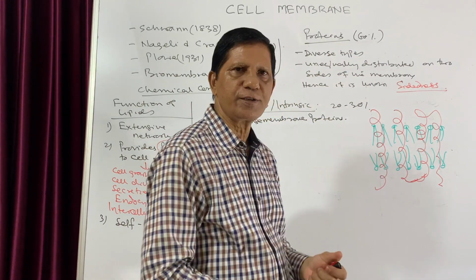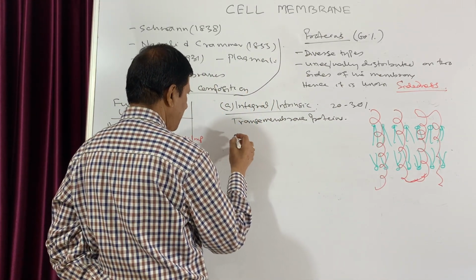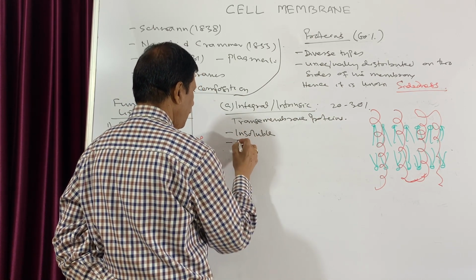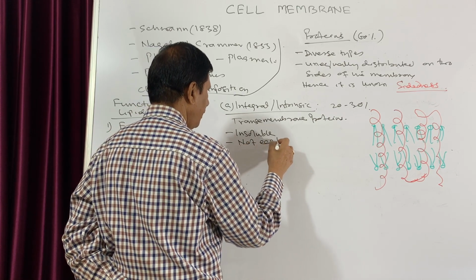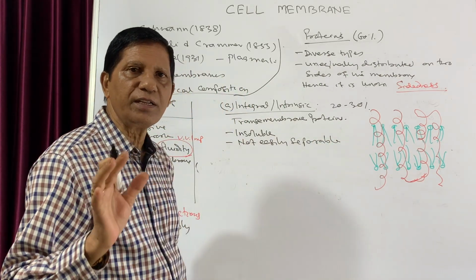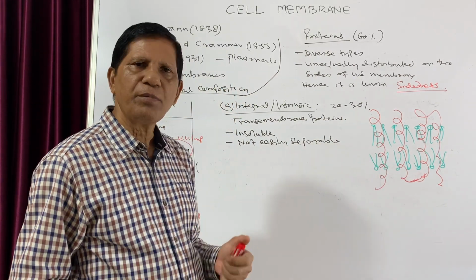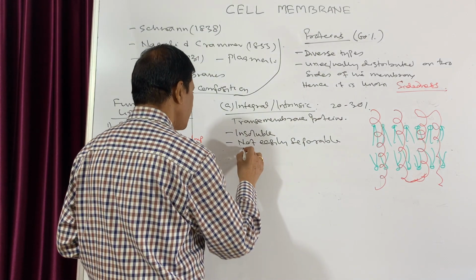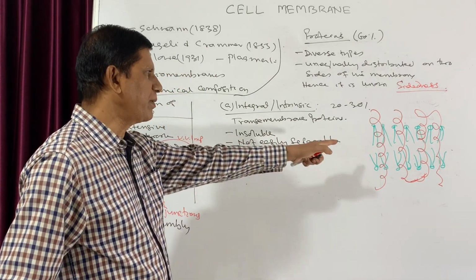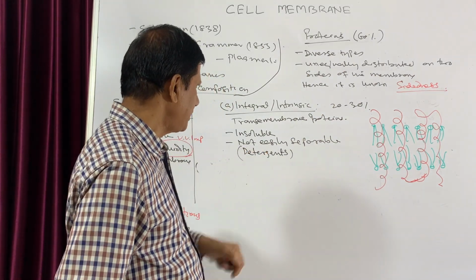These are integral proteins. Now these integral proteins are usually insoluble. They are not easily separable without disrupting the membrane. If you try to separate them, the entire membrane will be disrupted. For example, when we give detergents, the detergents can break this membrane and then only the proteins will come out. Otherwise they are not easily separable.